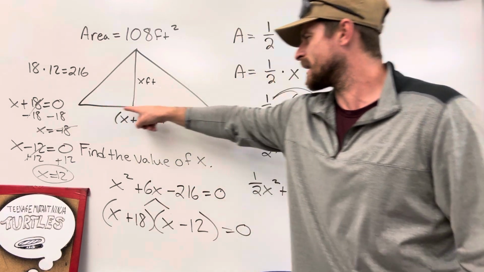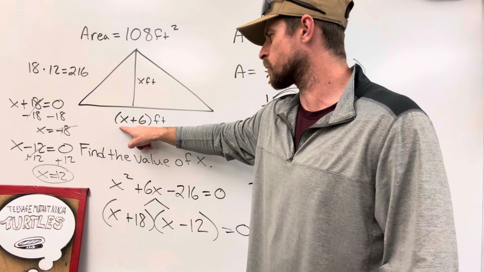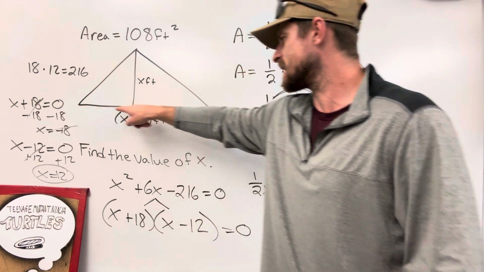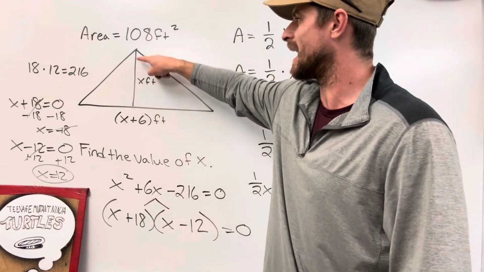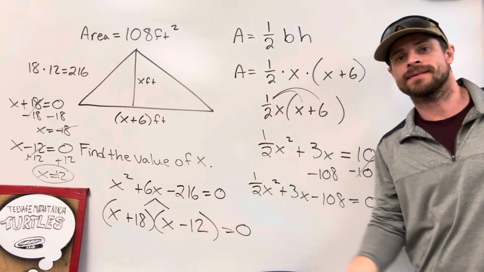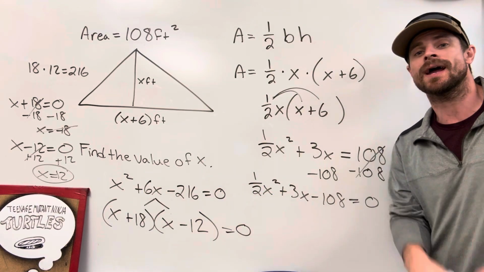How wide is this triangle? It's 12 plus 6. So that's 18, and it's 12 high. You know everything you need to know about that triangle. You just had to use a little bit of quadratics to get it done.